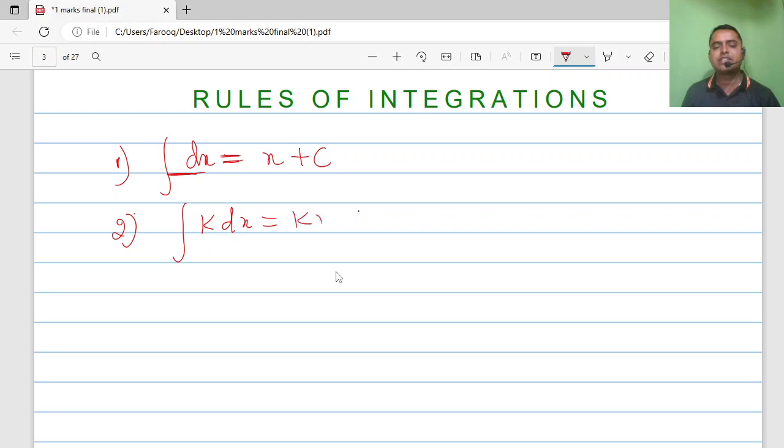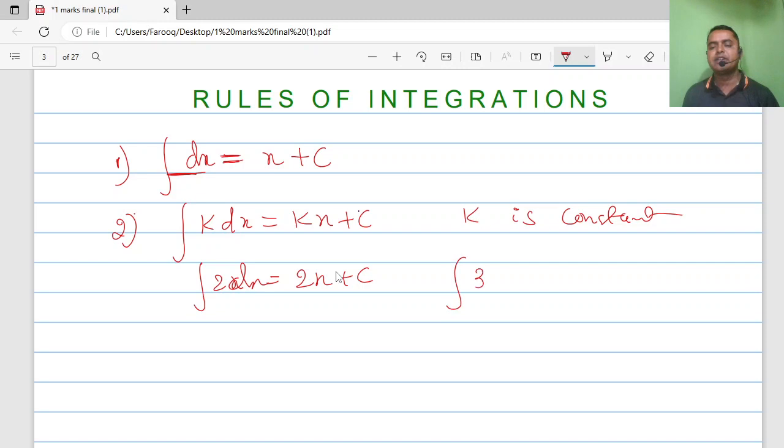Integration of k dx means kx plus c, where k is a constant. It means if 2dx appears, it is 2x plus c. Integration of 3dx means 3x plus c; this x will not be there. If it is 4dx, it is 4x plus c, where k is a constant. Constant means you may get any number, like 2, 3, 4.